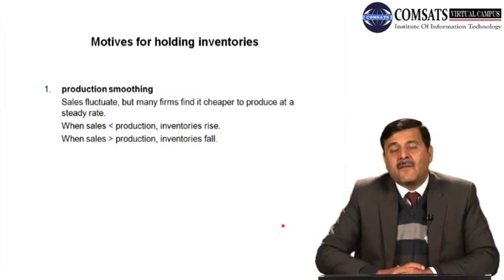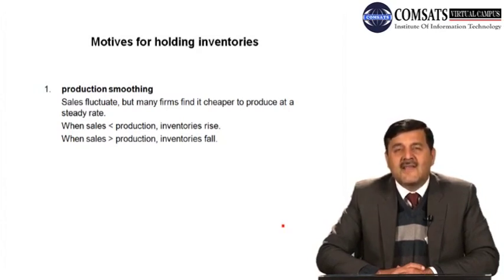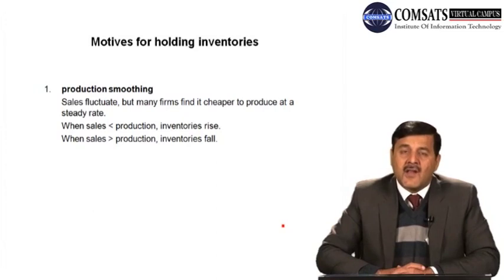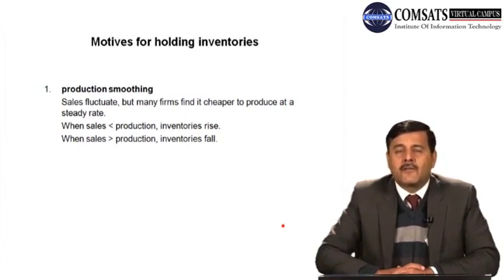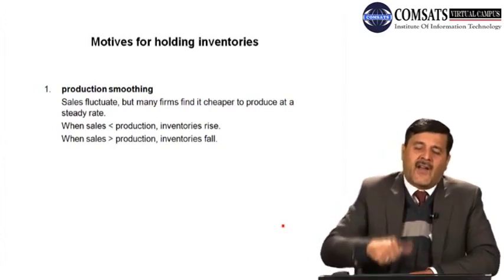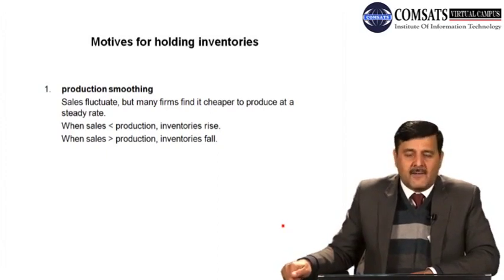So sales play a very important role in holding inventories, right? The first objective, the first purpose of firms holding inventory is to make their production smooth. To do so, they need to hold stock in the form of inventories, so they can use it when their sales are less or more than production. They can build more inventories when sales are less than production. Inventories fall when sales are greater than production. So this is one of the factors that motivates firms to hold inventories.